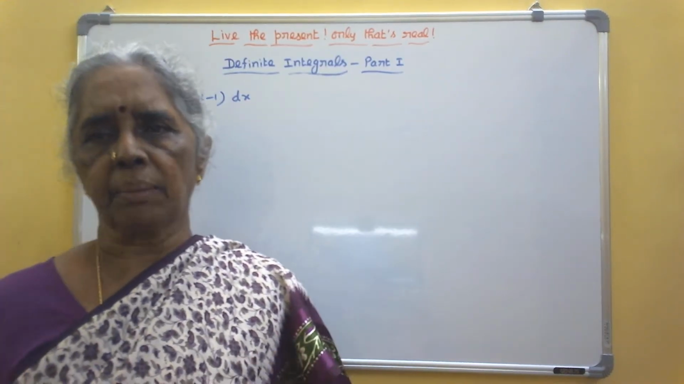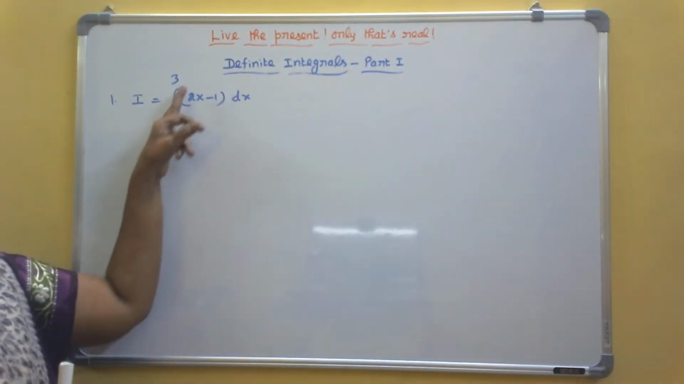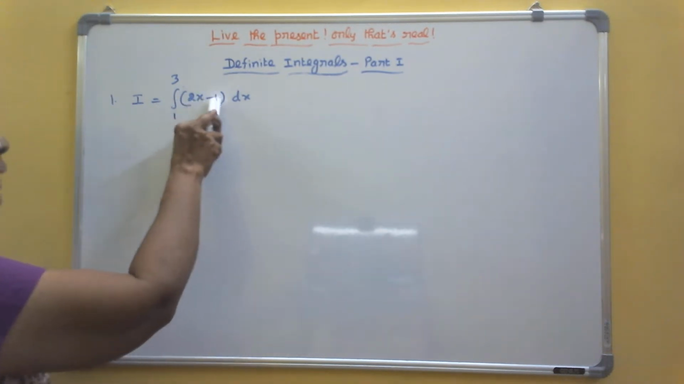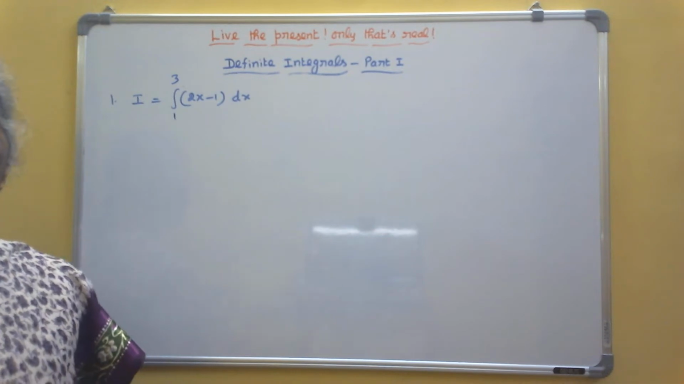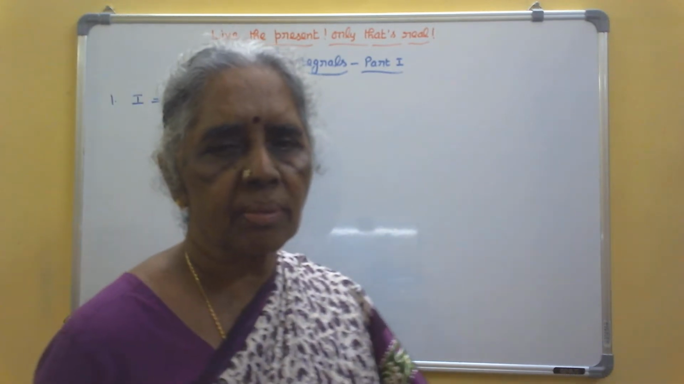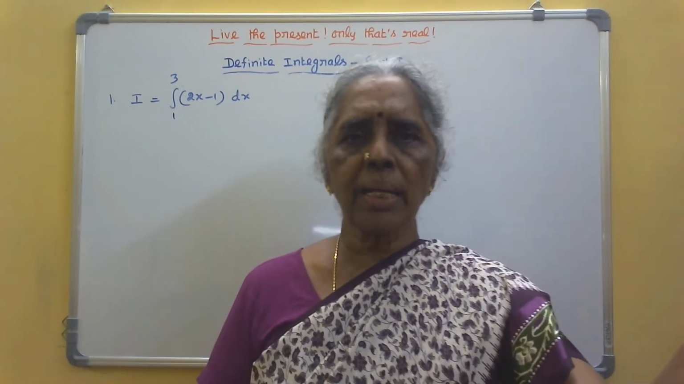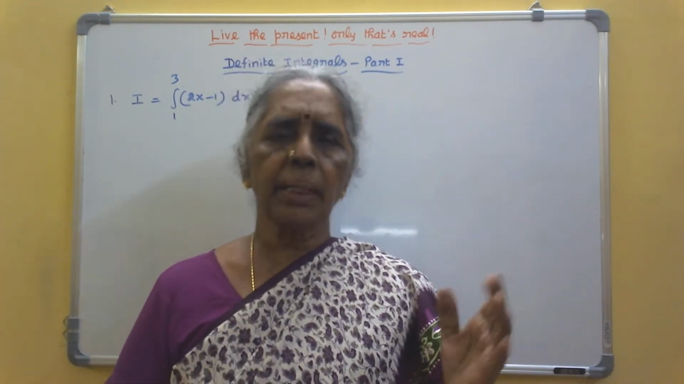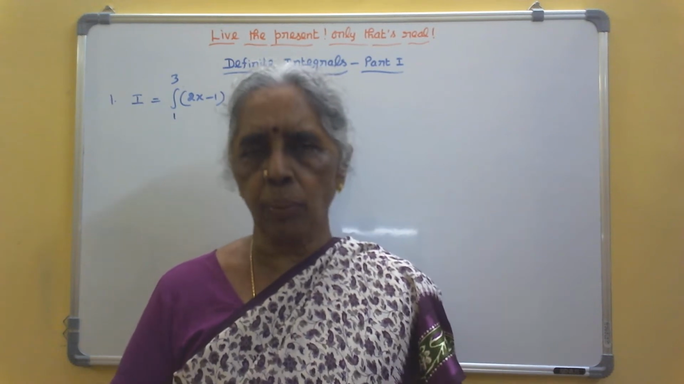Let us take a simple sum. I is equal to integral 1 to 3, 2x minus 1 dx. This is a linear algebraic function. Actually, you can integrate it in two ways. That is, there are two terms, 2x and that one. You can integrate them separately and you can substitute the limits. That is one way of doing.